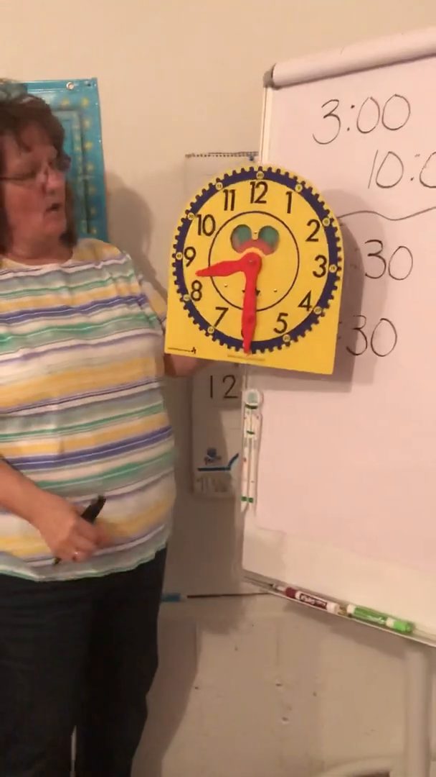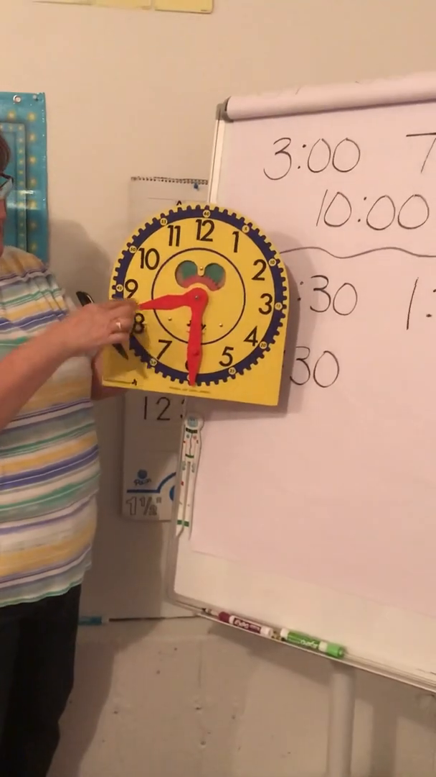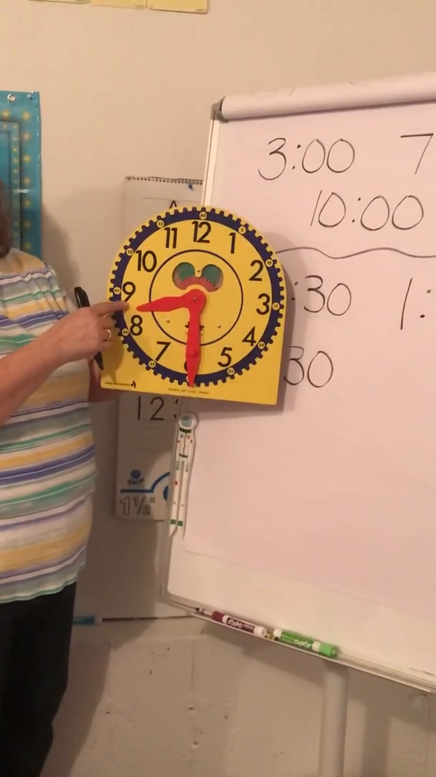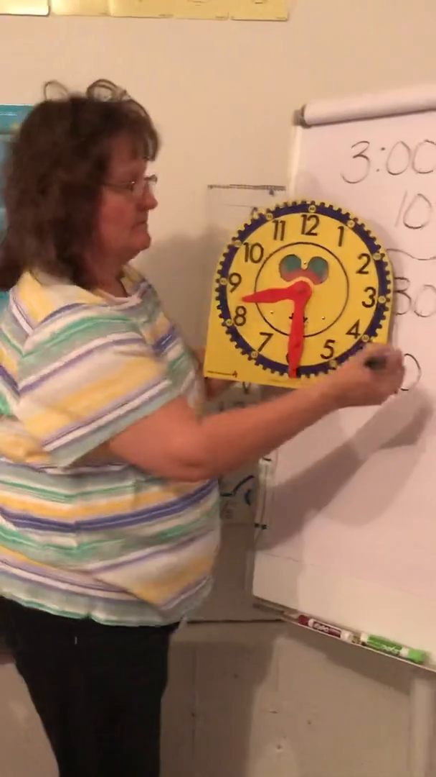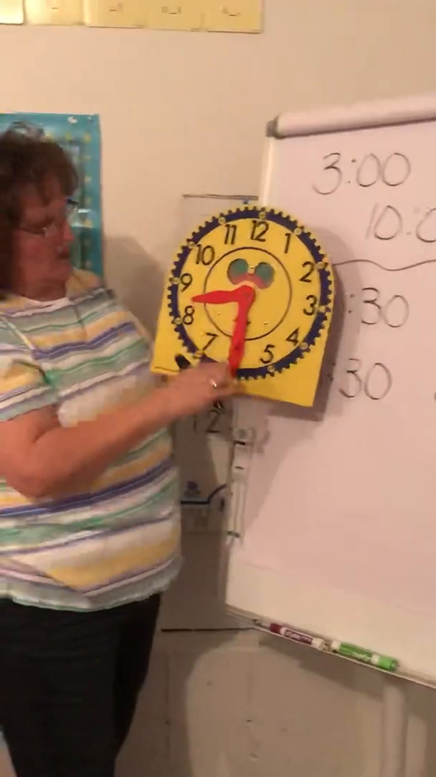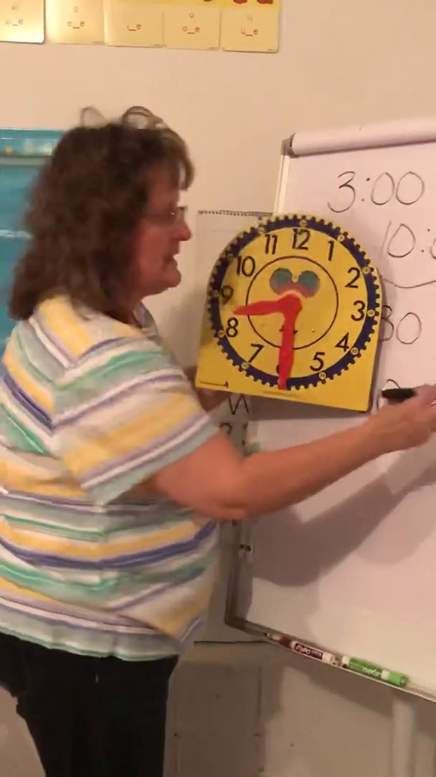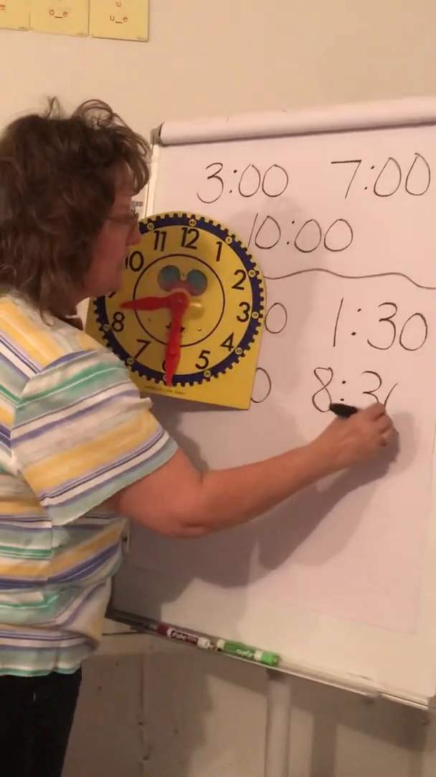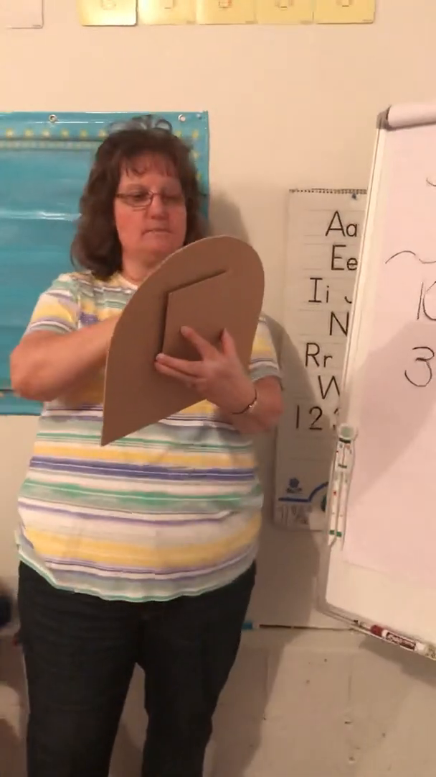We do the hour hand first. The hour hand is between the 8 and the 9, but it's not to the 9 yet, so it's 8:00. Oh, do you know what that one is? 5, 10, 15, 20, 25, 30. Yes, it's 8:30. Okay, we're going to do one more.